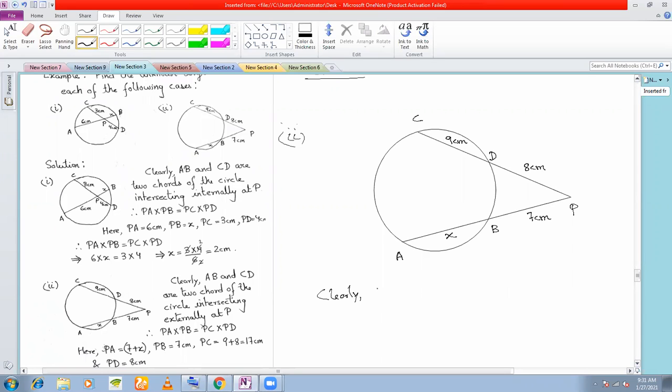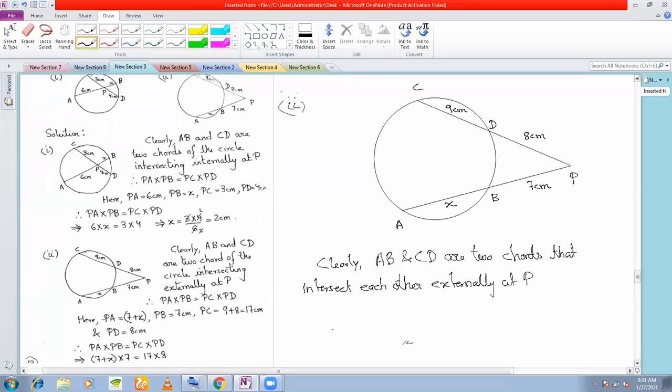So again you will write clearly, AB and CD are two chords that intersect each other externally at P. Okay, so therefore, what can you write? The product of the length of the segments must be equal.